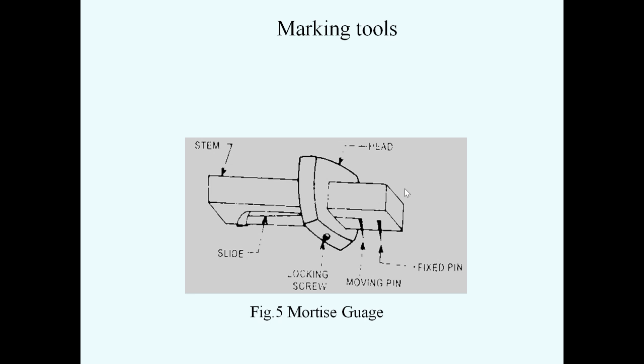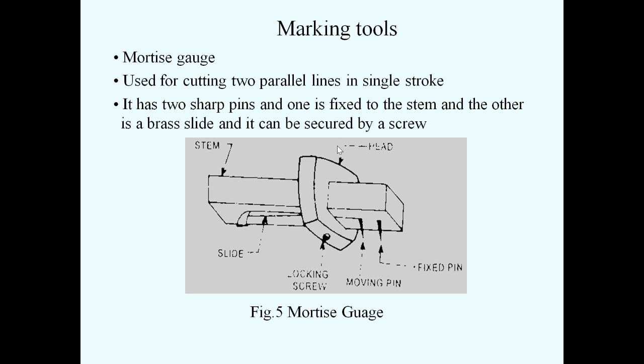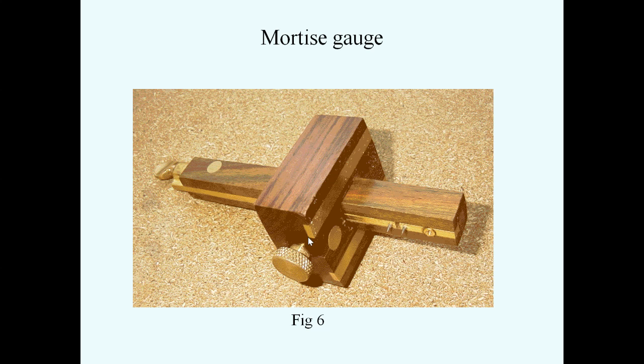So this is also a marking tool. It is a mortise gauge. This mortise gauge is used for cutting two parallel lines in a single stroke. Within a single stroke of the movement of the mortise gauge, you can cut the two parallel lines. It has two sharp pins. These are the two sharp pins. One is movable, another is fixed. You can see the diagram here.